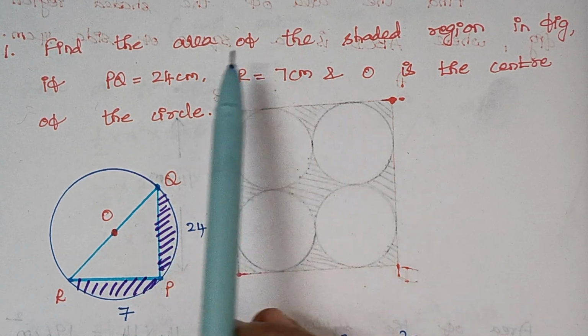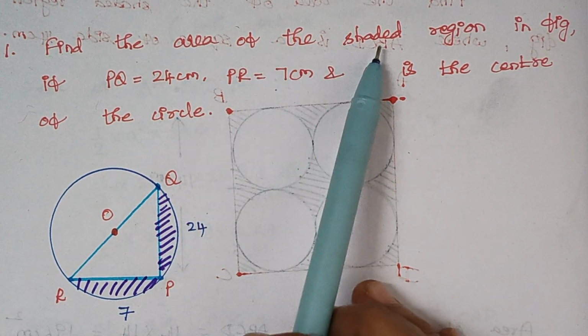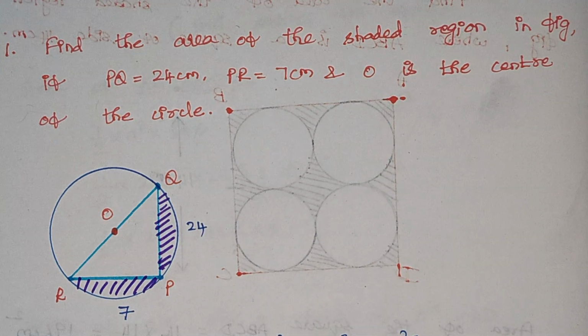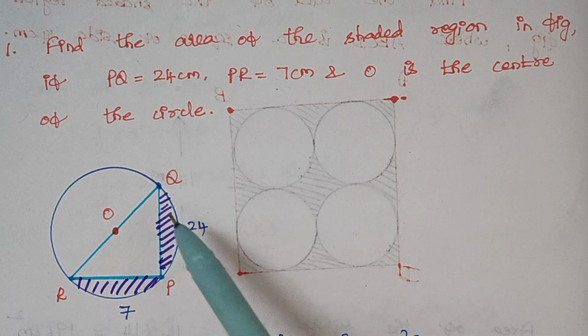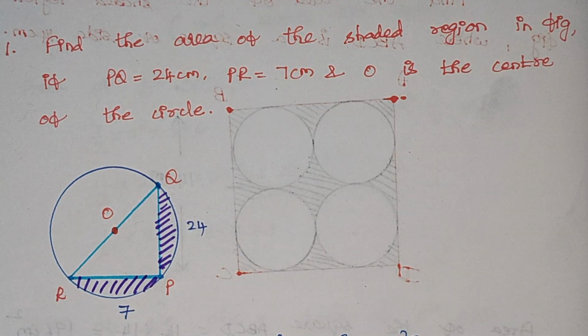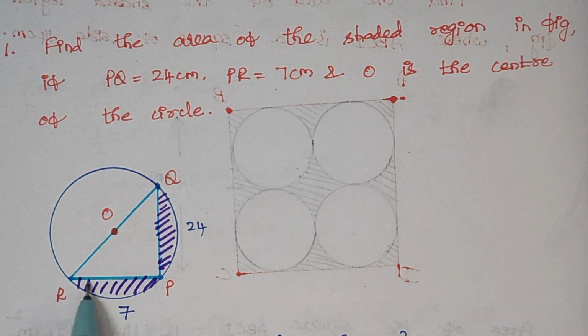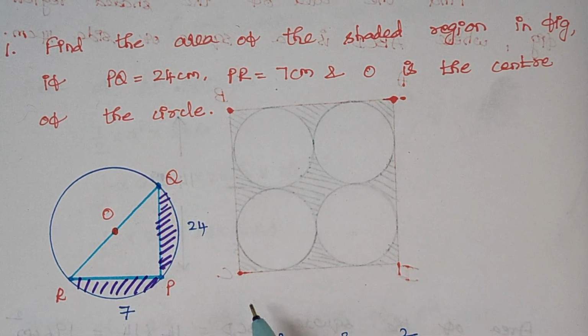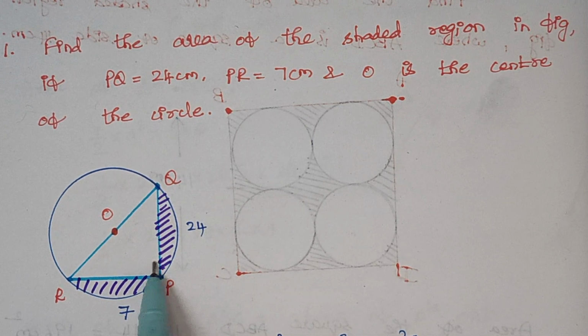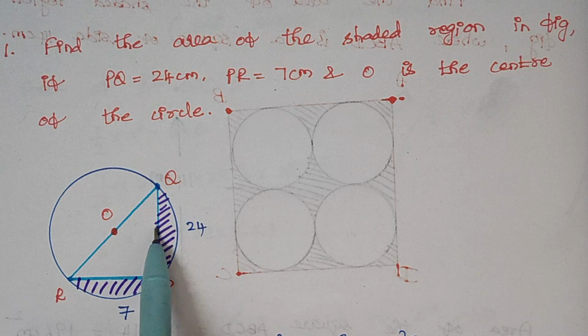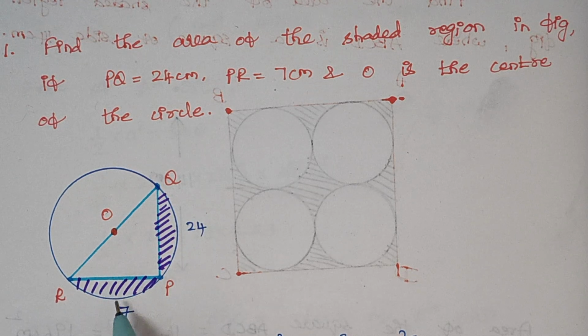So here we have to find the area of the shadowed region. So this is our shadowed region, so we have to find this area. When you look at this carefully, you see this is a right angled triangle. Why is this a right angled triangle? Because here we have a perfect 90 degrees, a perfect L shape.